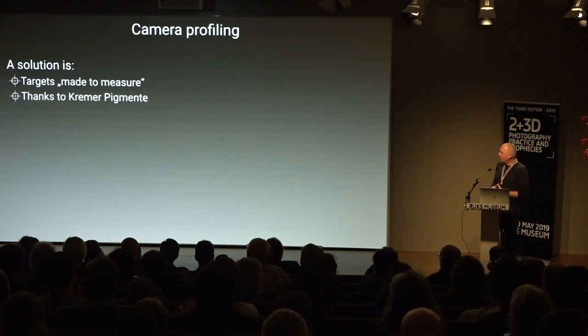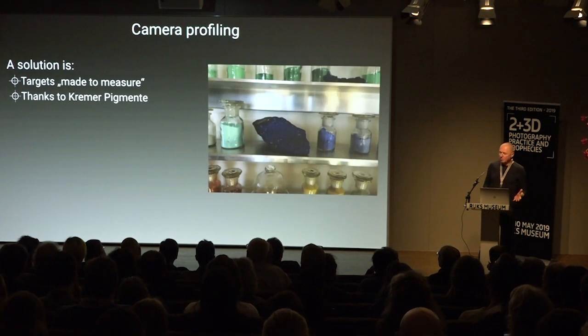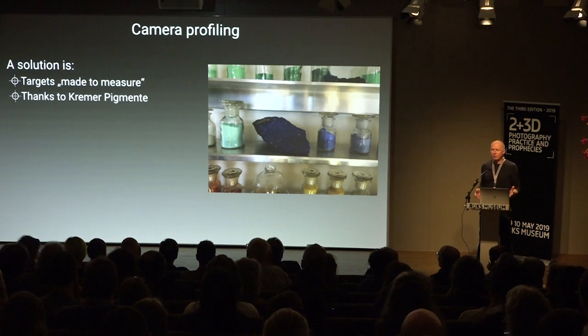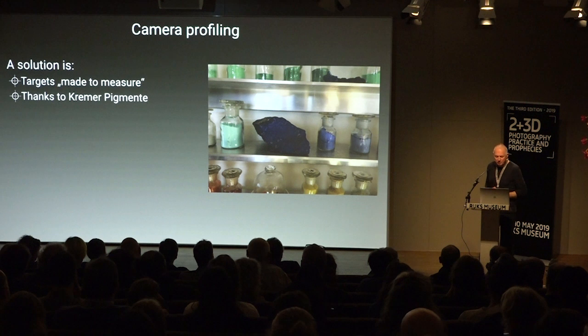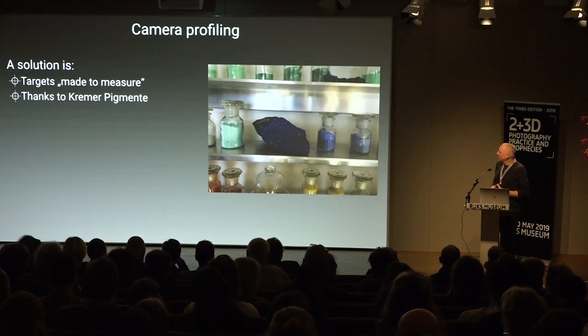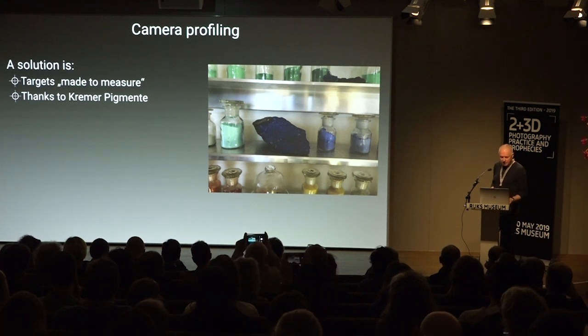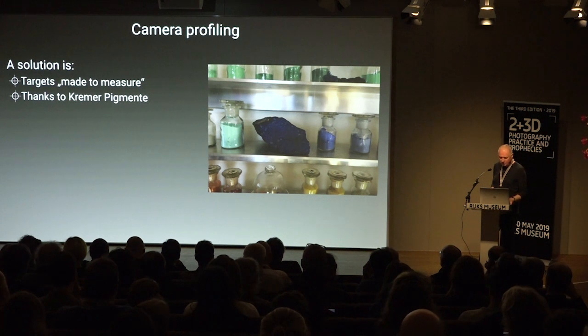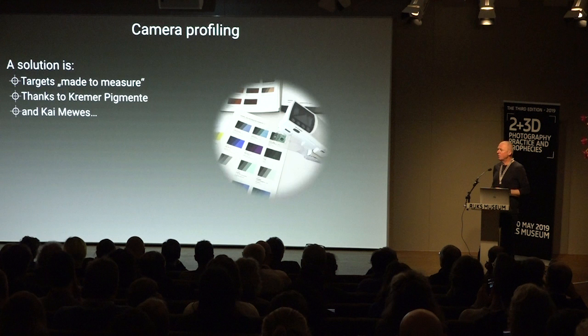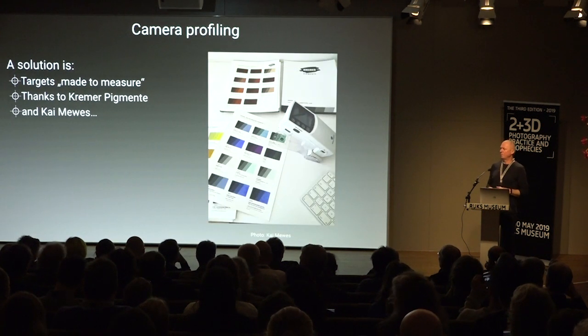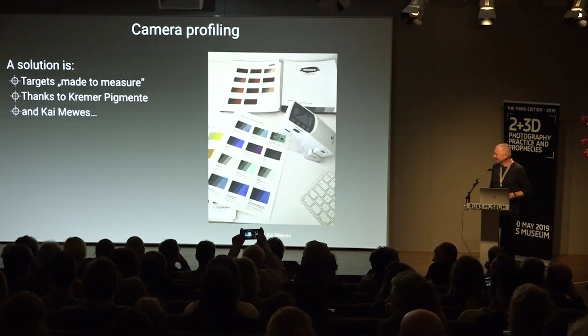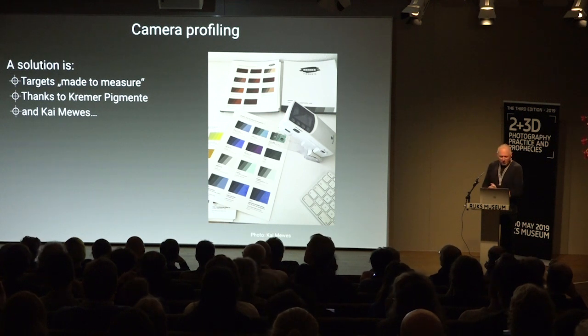So how do we solve this problem with a trichromatic device, today's RGB camera? Targets made to measure would help. And thanks to a company in Germany that makes pigments, and Kai Mewes, where is he? Kai? There. Who did most of the work here.